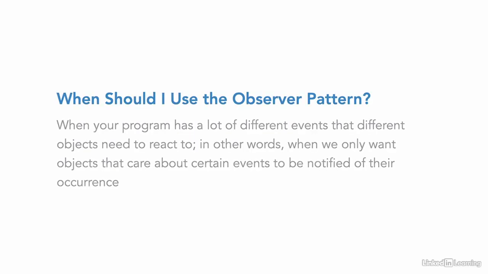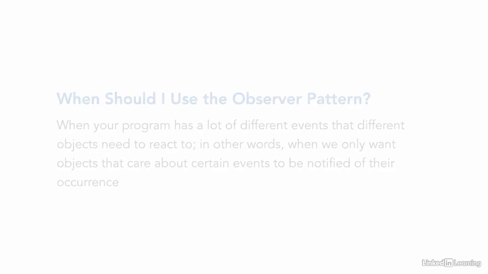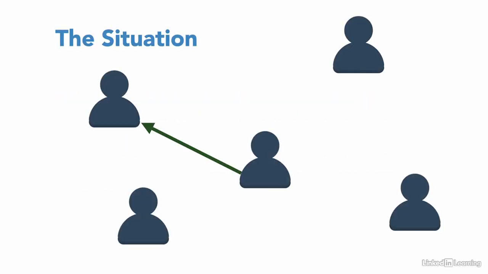Now, you may have already heard of or even used this pattern before. It's used to help control the flow of events in our program in such a way that only the parts of our code that care about certain events are notified of their occurrence. So let's look at a situation where the observer pattern could be useful to us.